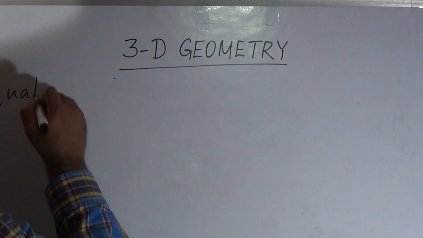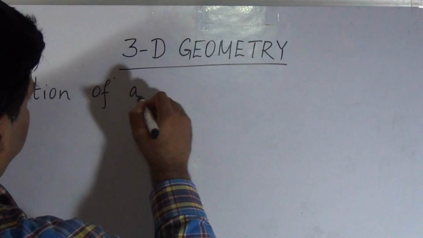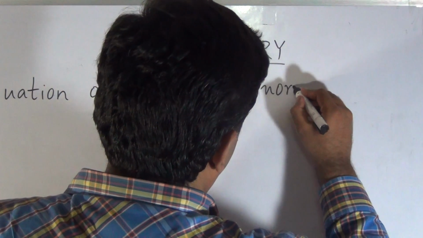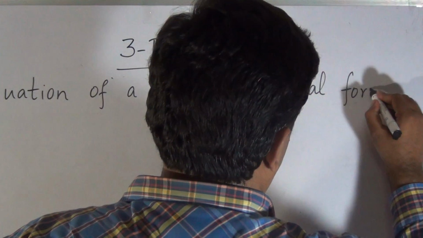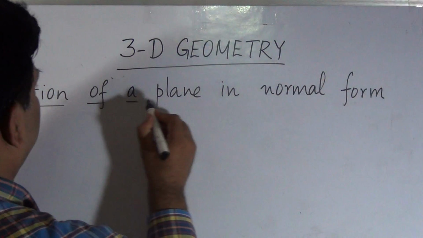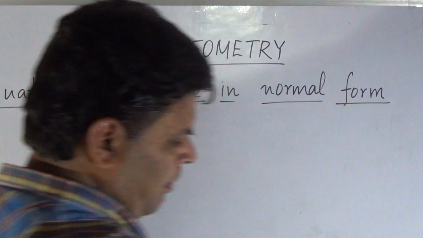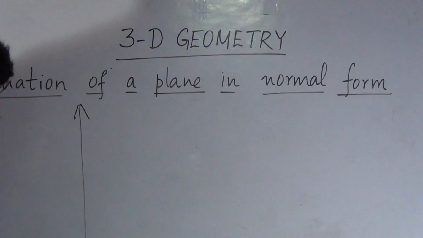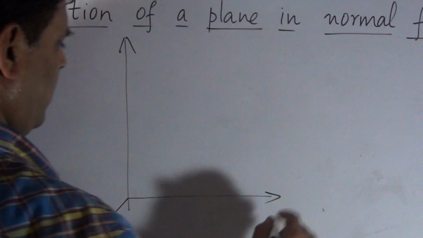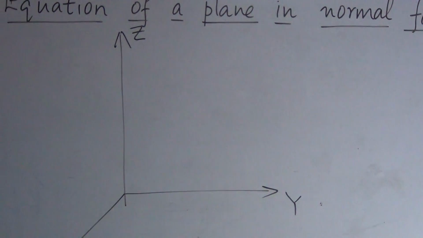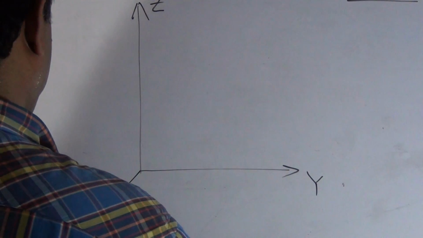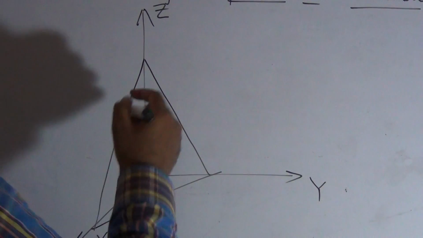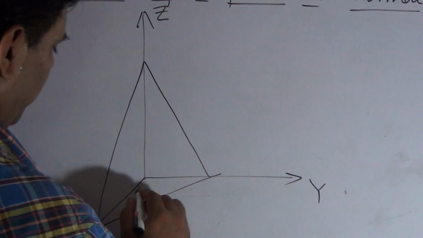Equation of a plane in normal form. So here I have, as always, the x, y, and the z axis, and here is the slice of my plane. Here is my origin.